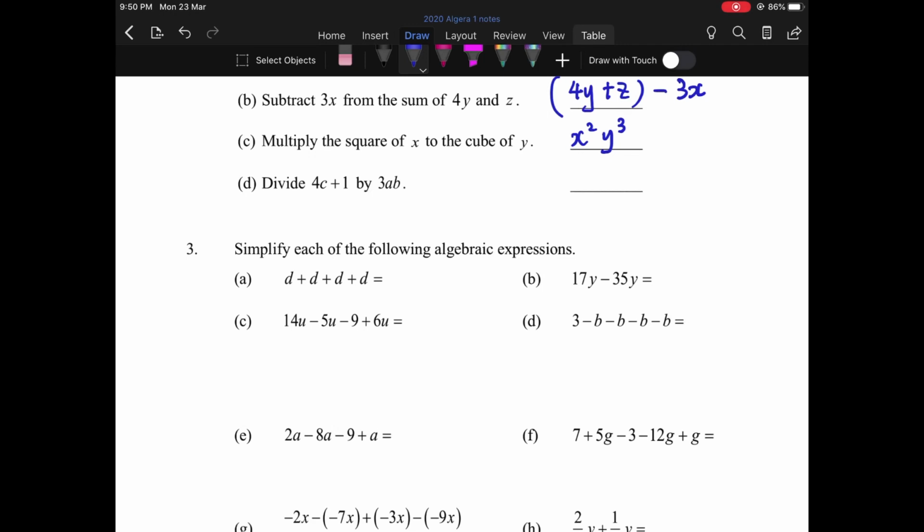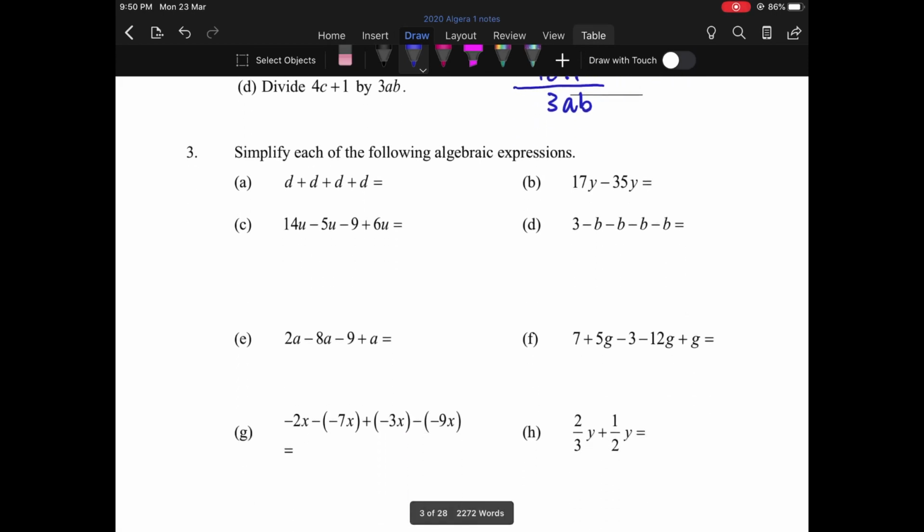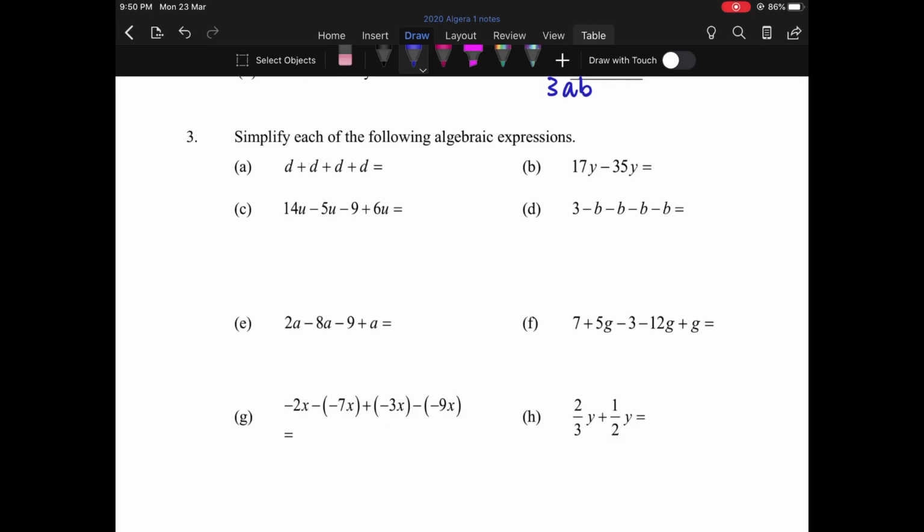Next, we'll write 4c plus 1 divided by 3ab. Question 3, part A. Okay, so this is equivalent to 4d. Part B, 17y subtract 35y, you will get negative 18y.